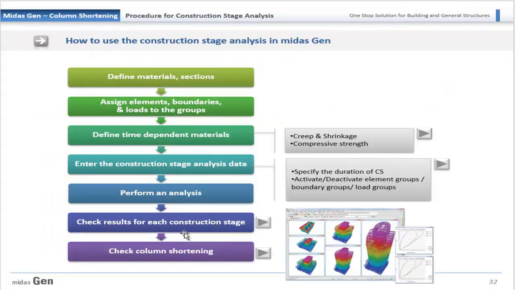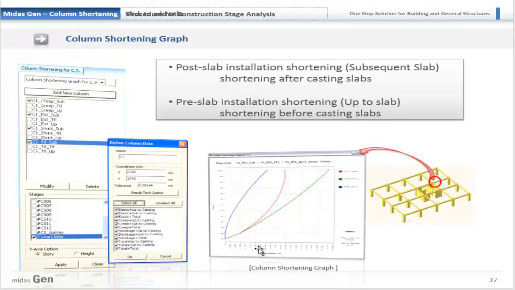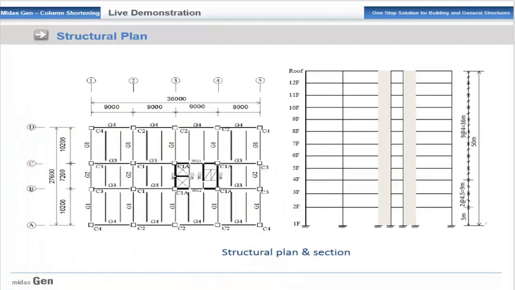After checking all these results, the program also provides the column shortening results in the form of graphs. All you need to do is provide the location of the vertical member and select which results are required to be extracted, like the post-slab results called subsequent to casting and pre-slab shortening called up to casting. This is the structural plan of the demonstration building. So now I'll go to the MIDAS Gen program.